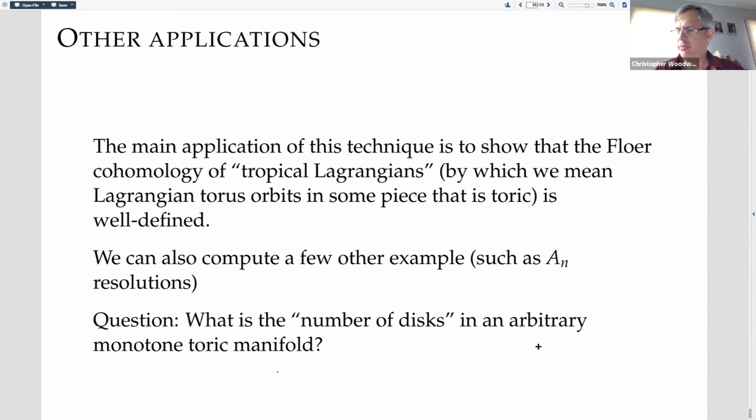The main application of this technique is in fact not as a computational technique, as I've explained it, but once you know that you have this broken limit of the whole story, then you can show some general statements about Lagrangians that come from this picture. In particular, the Floer cohomology is well defined. But it'd be interesting to develop this as a computational tool more generally. We can also compute a few other examples, such as the A_n resolutions this way. But if you wanted something like a formula for the number of disks in an arbitrary toric manifold with constraints, I don't think that we would be able to do that.